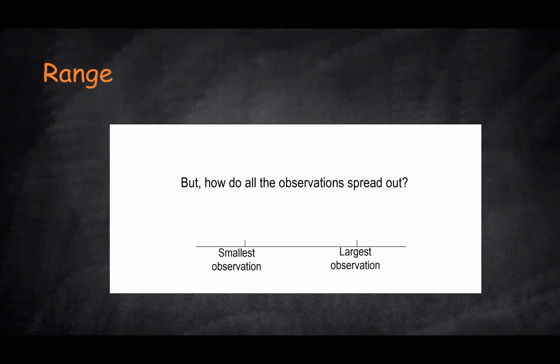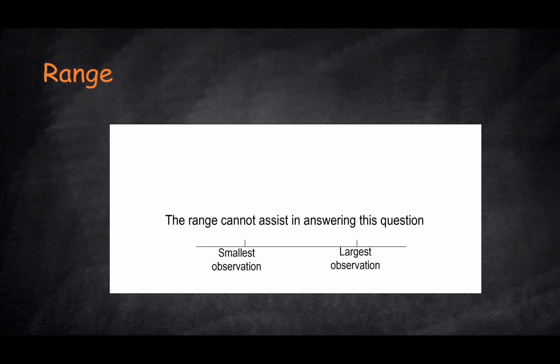Now, the problem with the range is that we don't know how all the observations spread out between these two upper and lower bounds. Are they skewed to the right? Are they bell shaped? Or are they skewed to the left? The range cannot assist us in answering these questions about the distribution. So it just gives us a distance, but not more than that.